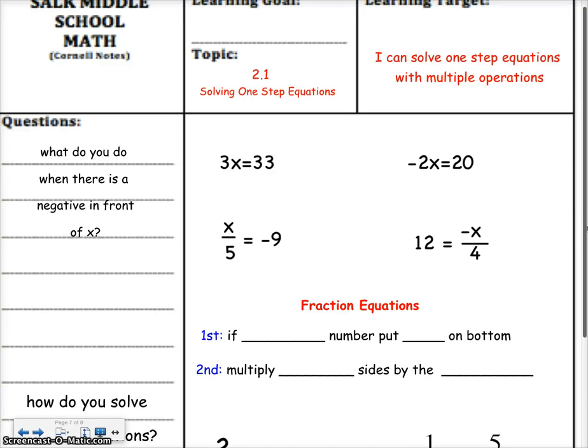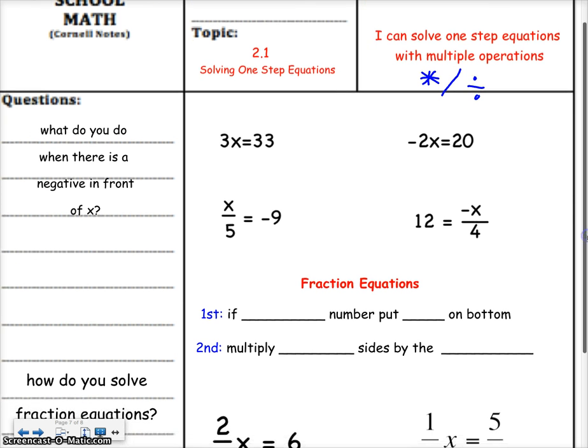Alright, today we are continuing our solving unit, and you are solving one-step equations with multiple operations. Today we're focusing on multiplying and dividing. We're going to solve one-steppers through multiplying and dividing. So again, we want to apply inverse operations, so I always ask myself, what am I doing to the variable? What's the inverse of it?